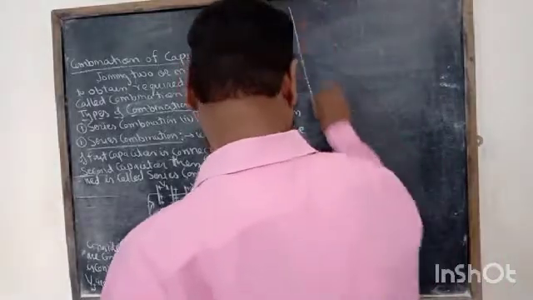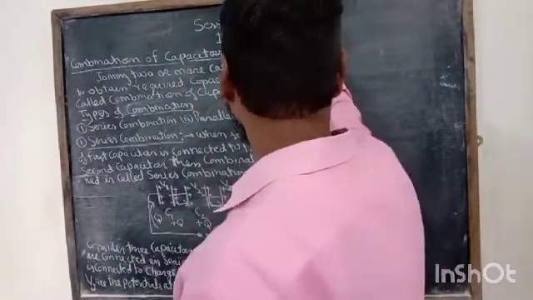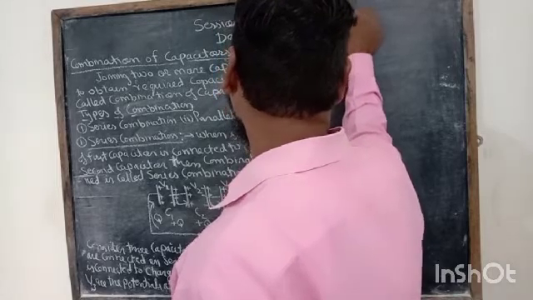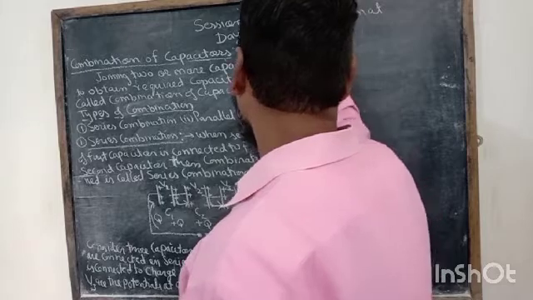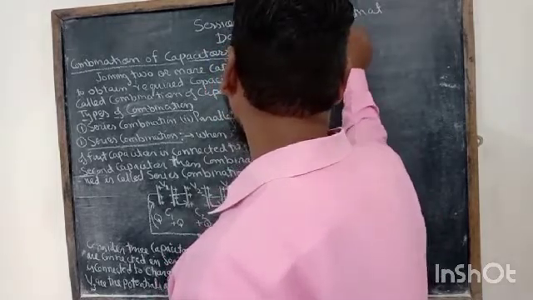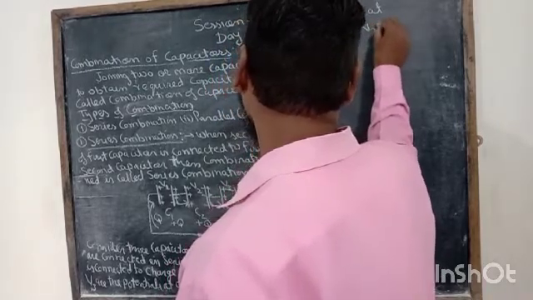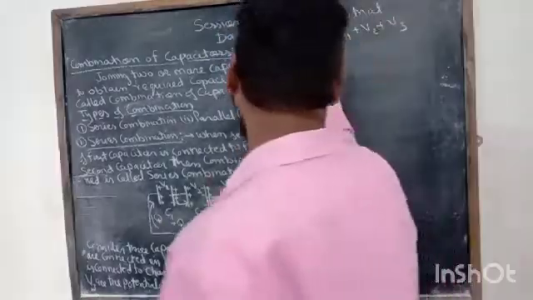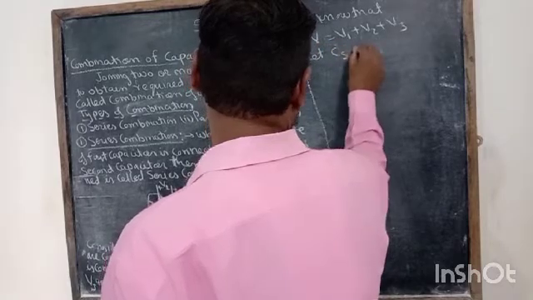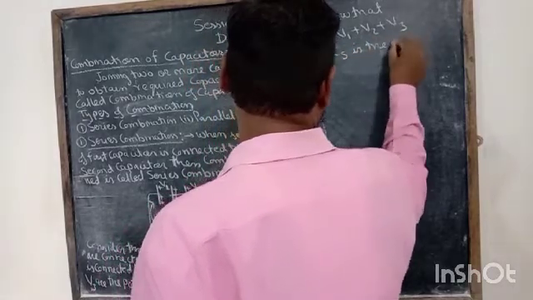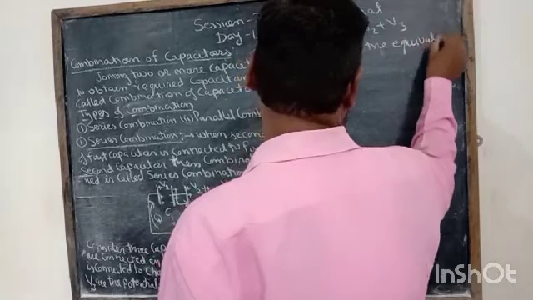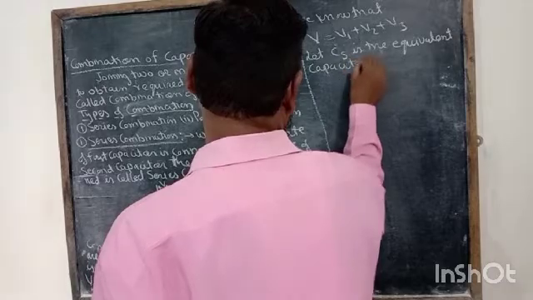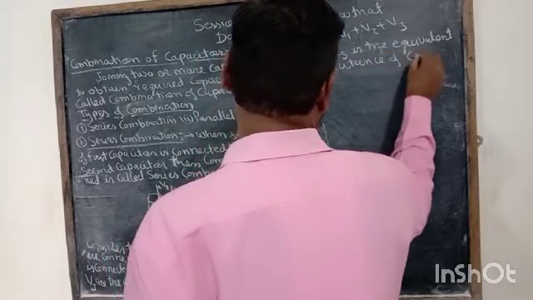So we know that V is equal to V1 plus V2 plus V3. These are the three potentials. Let Cs be the equivalent capacitance of the combination.